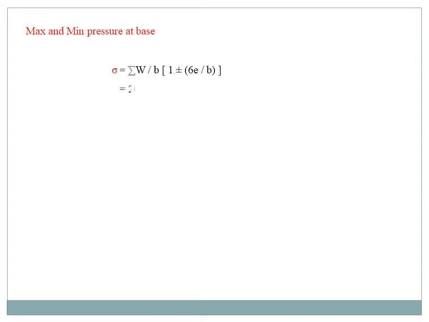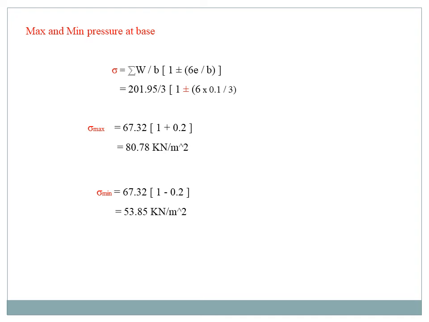The next, maximum and minimum pressure at base. Okay, now we can find out the pressure. So sigma is equal to the common form: sum of load divided by B, then bracket 1 plus or minus 6E divided by B. Okay, so total load is 201.95, B is 3 meter. So sigma maximum is equal to 1 plus 6E by B. Sigma minimum is equal to 1 minus 6E by B. See that, our sigma max is 1 plus 0.2. Our sigma minimum is 1 minus 0.2. Okay. Our maximum value is 80.78 kilonewton per meter square. The sigma minimum is 53.85 kilonewton per meter square.